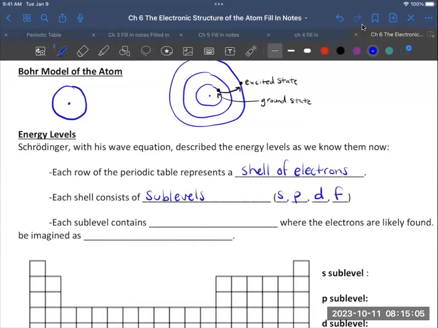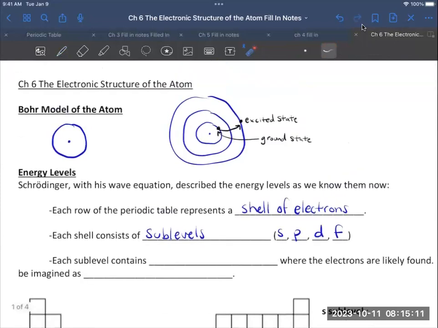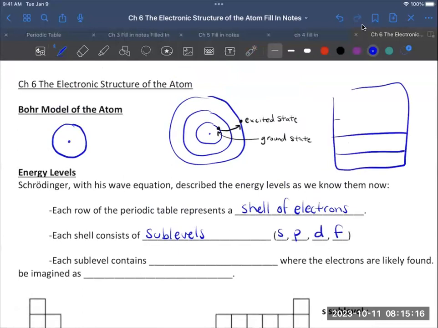Okay, so you guys can think of this as like a hotel. Okay, and each floor of a hotel is a different shell of electrons. Okay, and so like this would be your first floor, second floor, third floor, and so on. And on each floor, you can have standard rooms, or you can have premium rooms, or you can have deluxe rooms, or you can have like a fantasy suite. Okay, so essentially it's like the different places that you can occupy on each level. Okay, so S, P, D, and F.